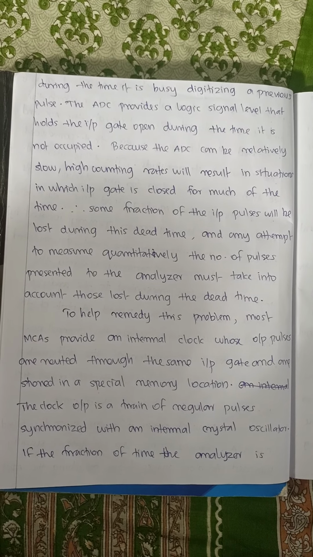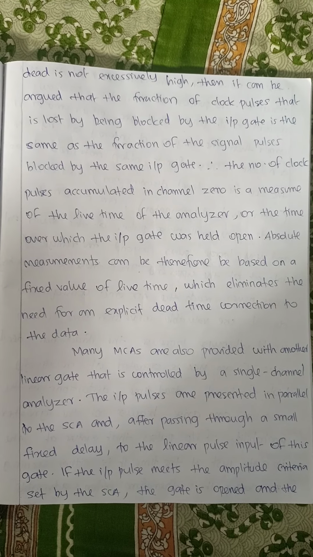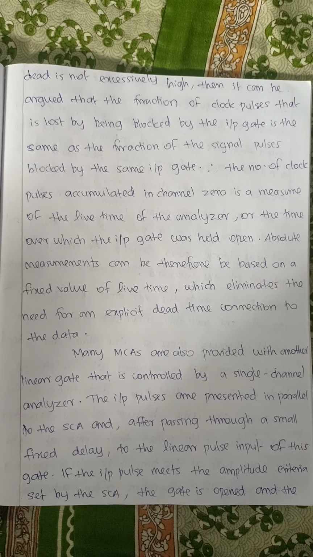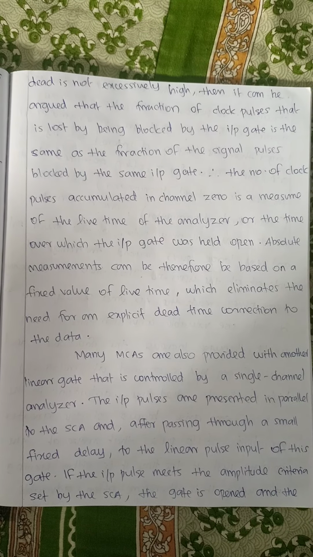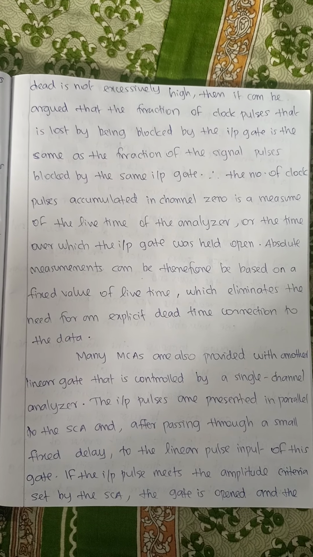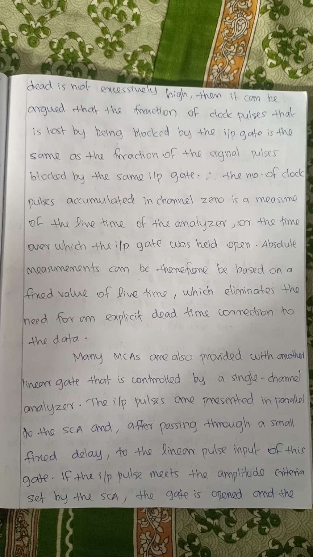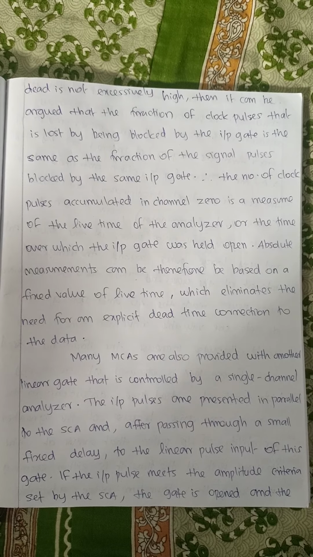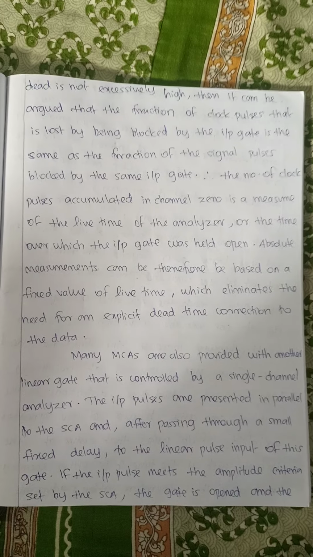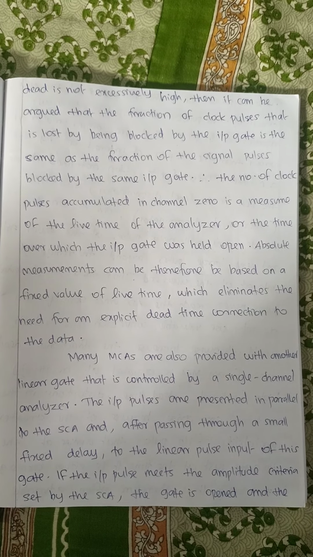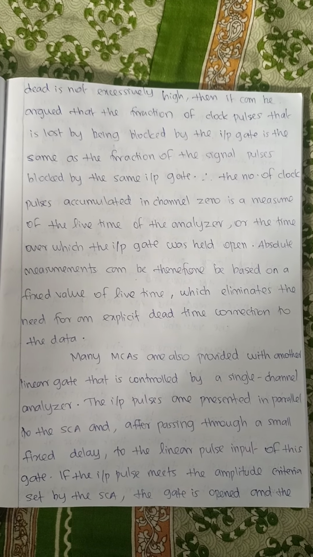If the fraction of the time the analyzer is dead is not excessively high, then it can be argued that the fraction of clock pulses that is lost by being blocked by the input gate is the same as the fraction of the signal pulses blocked by the same input gate. Therefore, the number of clock pulses accumulated in channel 0 is a measure of the lifetime of the analyzer, or the time over which the input gate was held open. Absolute measurements can therefore be based on a fixed value of lifetime, which eliminates the need for an explicit dead time correction to the data.